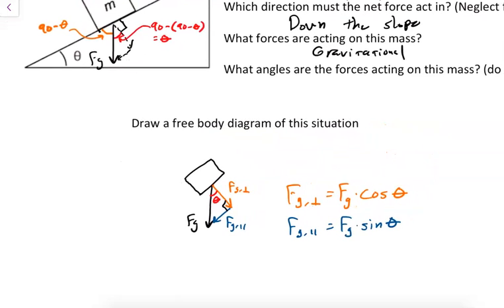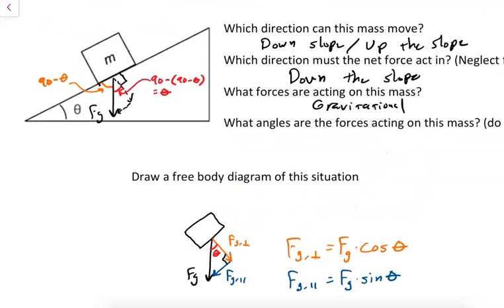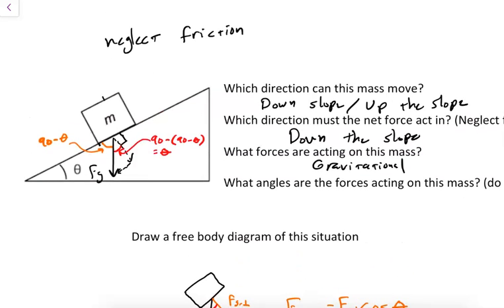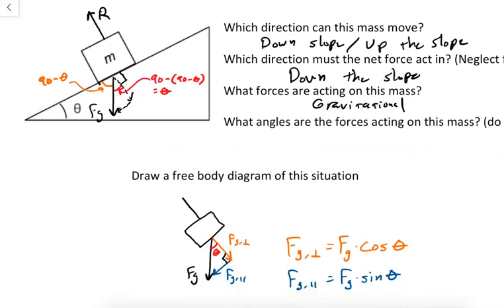All right. I've missed something here, because what is the resultant force acting on this object? Well, we know that the net force is going to be acting down the plane, so I'm missing something. I'm missing a normal force. This normal force always acts perpendicular to the surface.